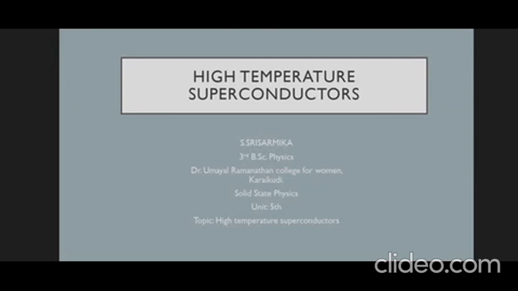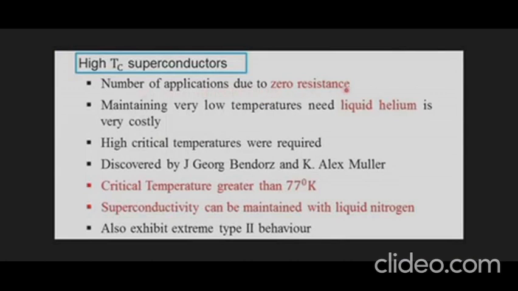In this video, we are going to study the high temperature superconductor. Superconductors can be used in a number of applications due to zero resistance. The critical temperature of a superconductor is very low, and it needs liquid helium, which is very costly. A high critical temperature was required. The high temperature superconductor was discovered by J. George Bednorz and K. Alex Muller in 1986. The critical temperature is greater than 77 Kelvin, so superconductivity can be maintained with liquid nitrogen.